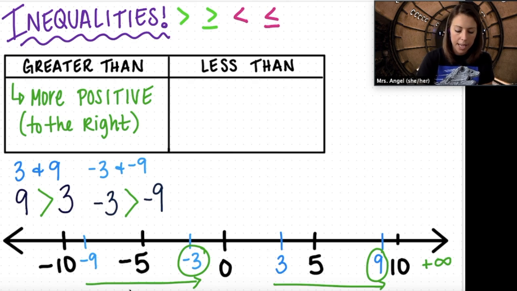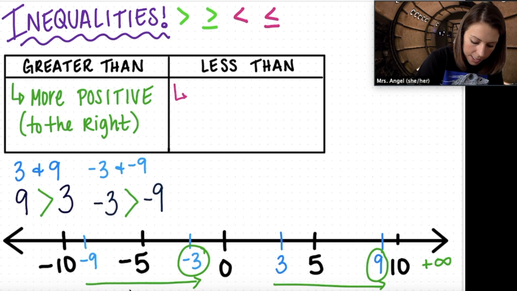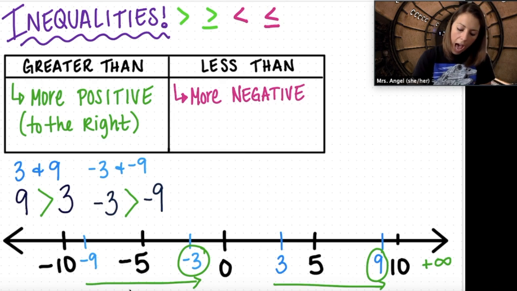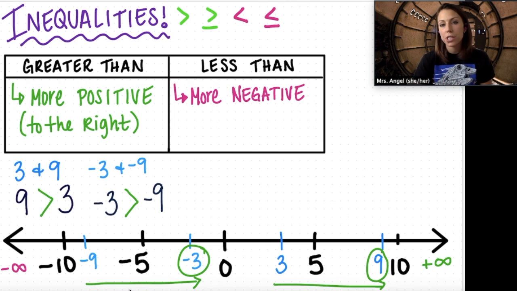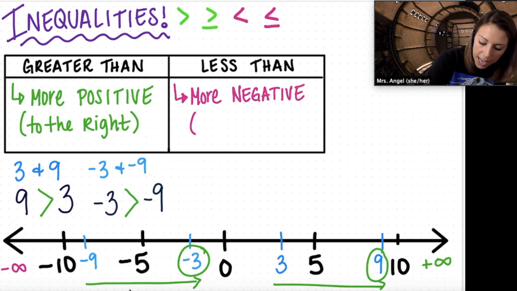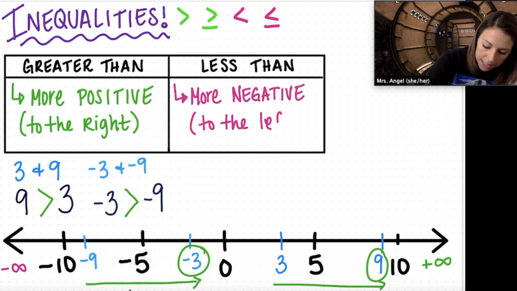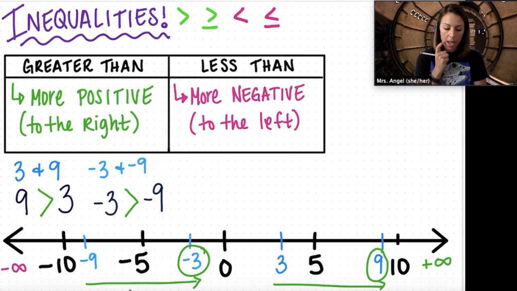Let's talk about less than. So less than is the opposite of greater than. So if greater than means more positive, less than means more negative. And on a number line, our negative values are to the left, all the way to the left until you hit the least possible value, which is -infinity. So when we look at negative values, we can also think of that as being to the left on a number line.